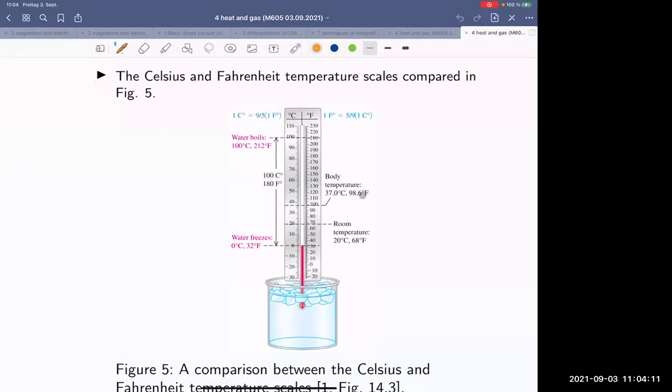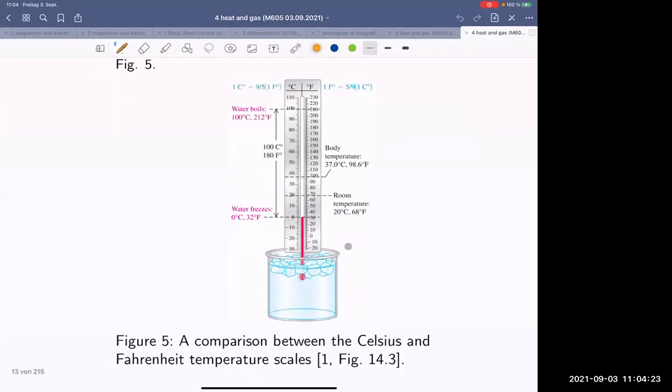Okay, and the room temperature is considered to be 20 degrees Celsius and 68 degrees on the Fahrenheit scale. But it's not easy to find 20 degrees Celsius outside in Thailand. I don't know why they say it's room temperature. Maybe it's room temperature if you turn on the air conditioner heavily.